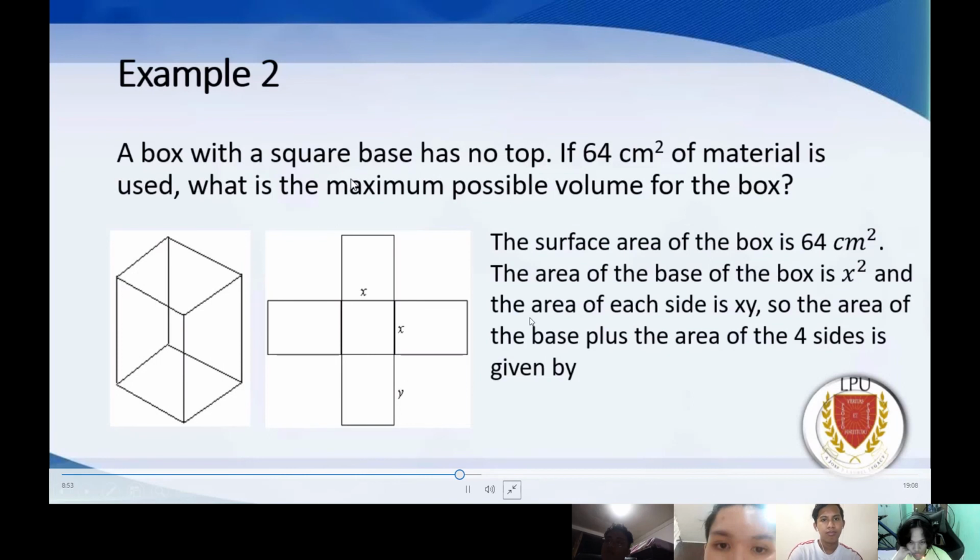So with that, the surface area of the box is 64 centimeters squared. The area of the base of the box is x squared, of course. That is how you solve for the area of a square. And the area of each side, this side, would be x multiplied by y. And how many are that? We have 4: xy, xy, xy, xy, and 1 x squared. Take note, this is not 2x. This is x squared. Or you can have it as x, x, x, and x.